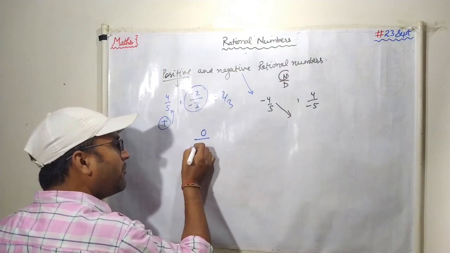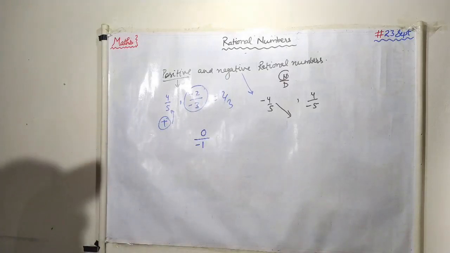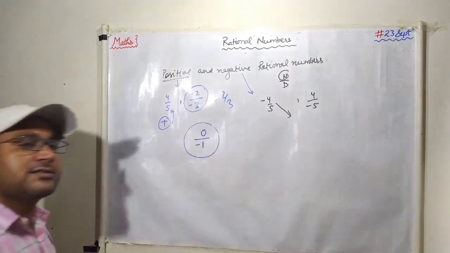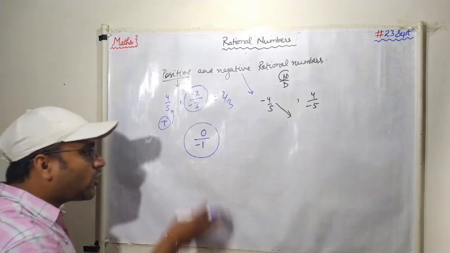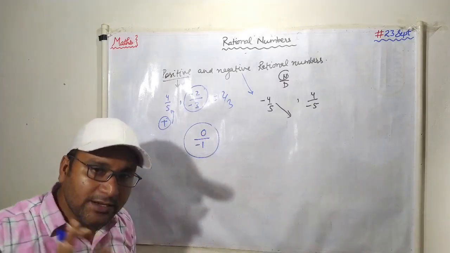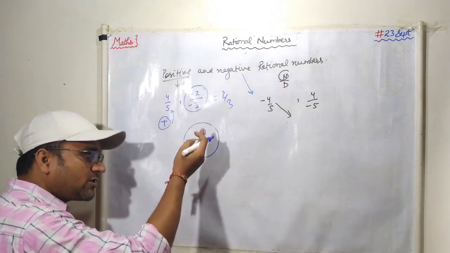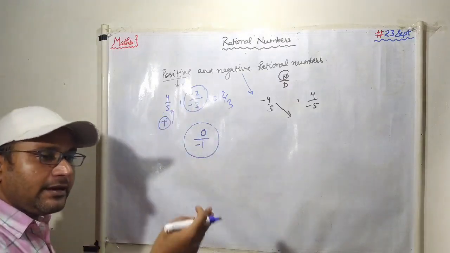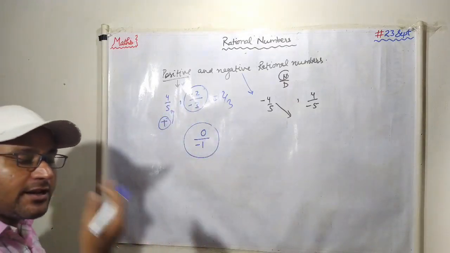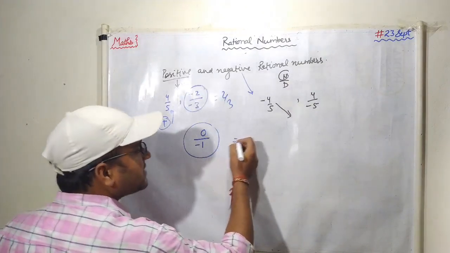One special point related to positive and negative rational numbers is this one: 0 upon minus 1. Is it positive or negative, students? If the denominator is negative, your aim is to convert it into a positive by multiplying the negative sign in both numerator and denominator. If you do this, you will get this minus.